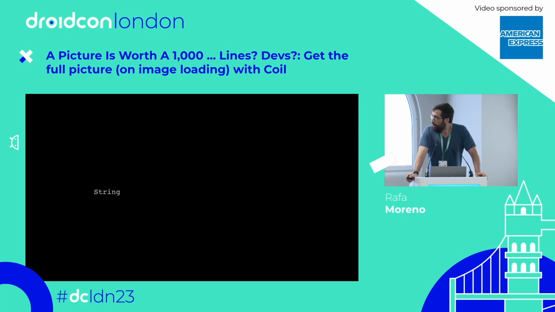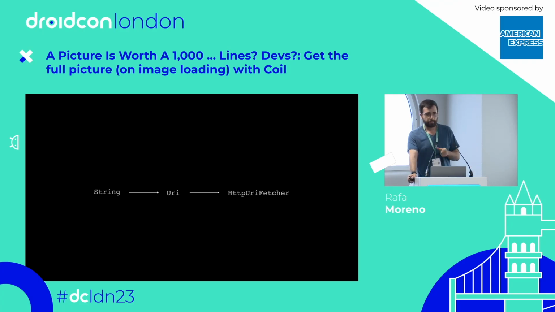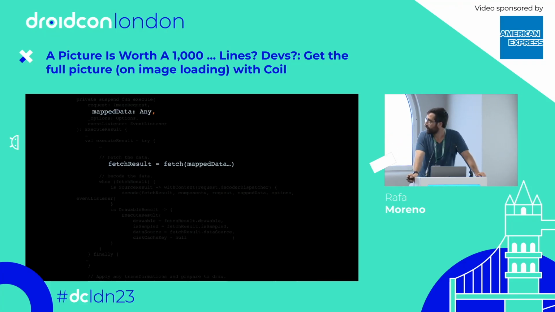So the string then gets mapped over to our URI, and then the key piece of this is going to be that the URI then actually gets created into a concrete type internally that is defined by our HTTP URI fetcher. So by passing in the URL, we're actually getting a specific fetcher whose sole job it is to actually go and get our image for us, which inside of our execute function, you can see that laid out.